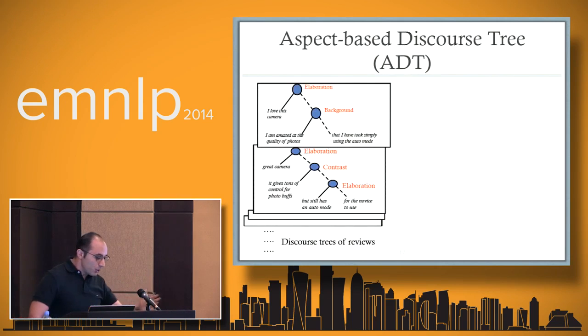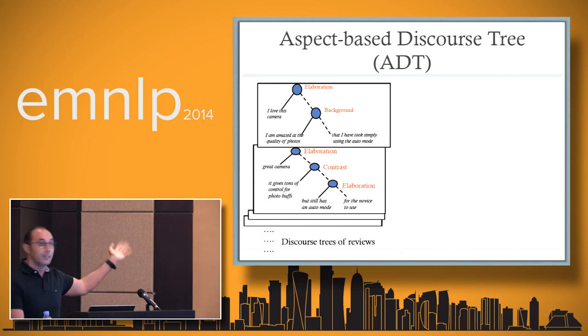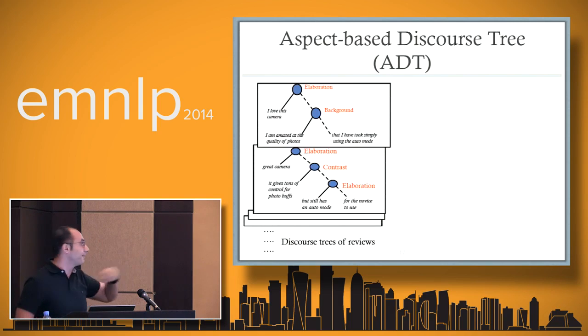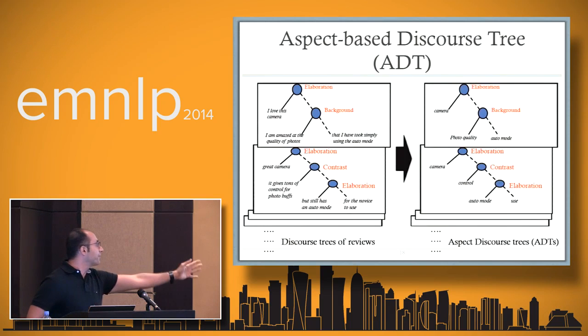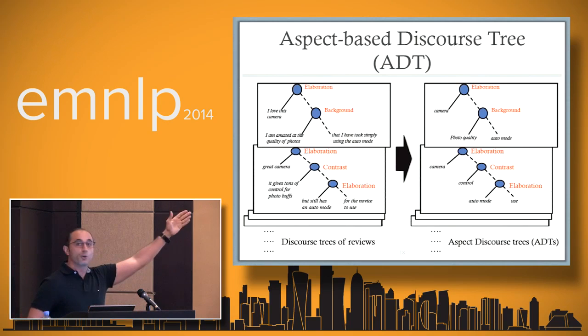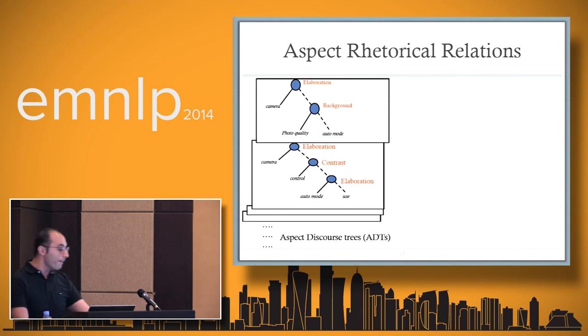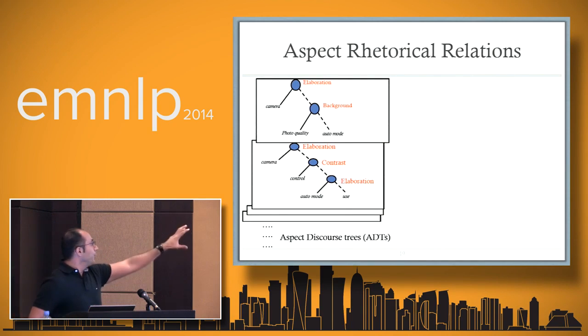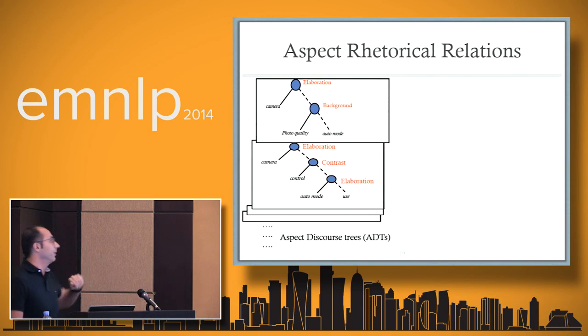In the next stage, we want to capture the association between the aspects. So for each EDU, we filter the words that are not related to the aspects, and we keep only aspects. So for each discourse tree, we generate an aspect discourse tree. At this stage, we have aspect discourse trees for all reviews of our product. You can see aspect discourse trees here.